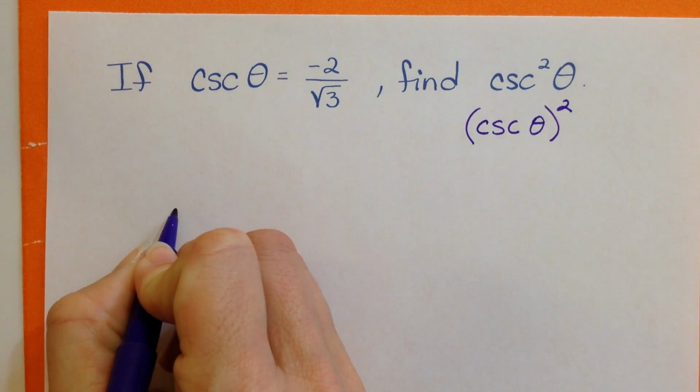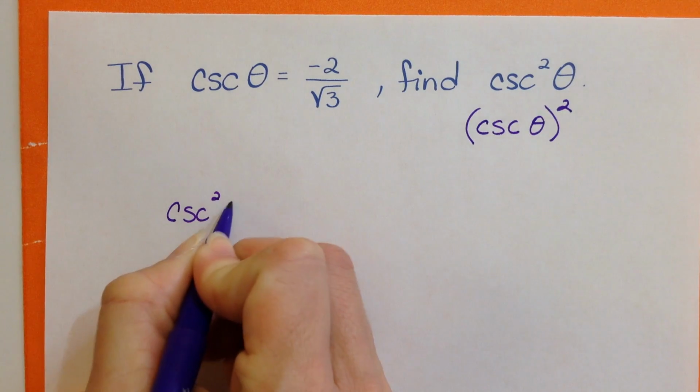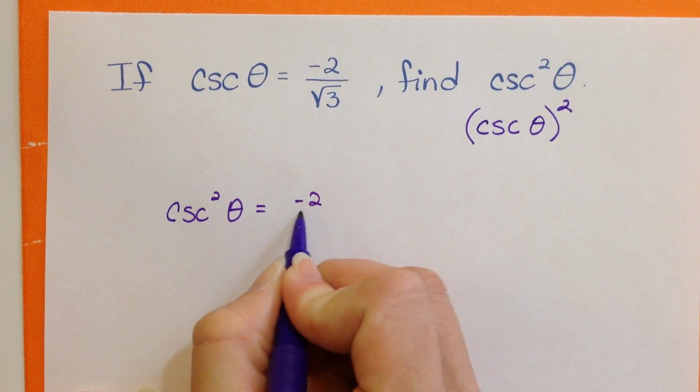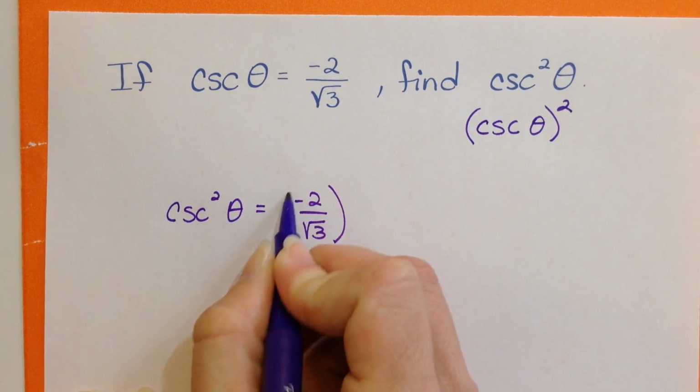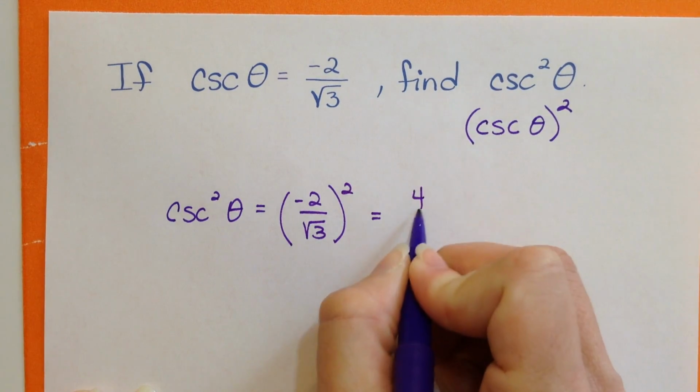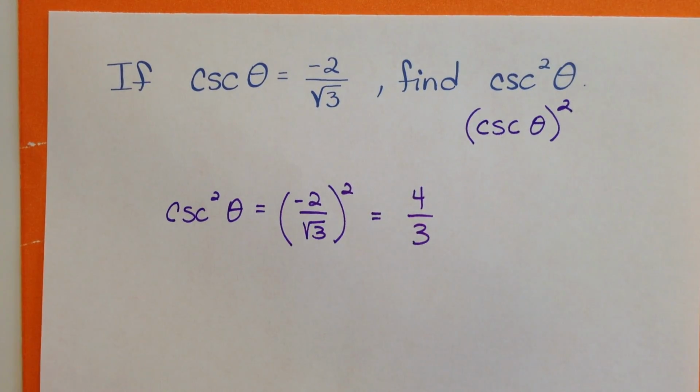So if we want to know cosecant squared, then you simply take the value for cosecant that you know and you square that value. So you square your numerator, square your denominator. So your answer is 4/3.